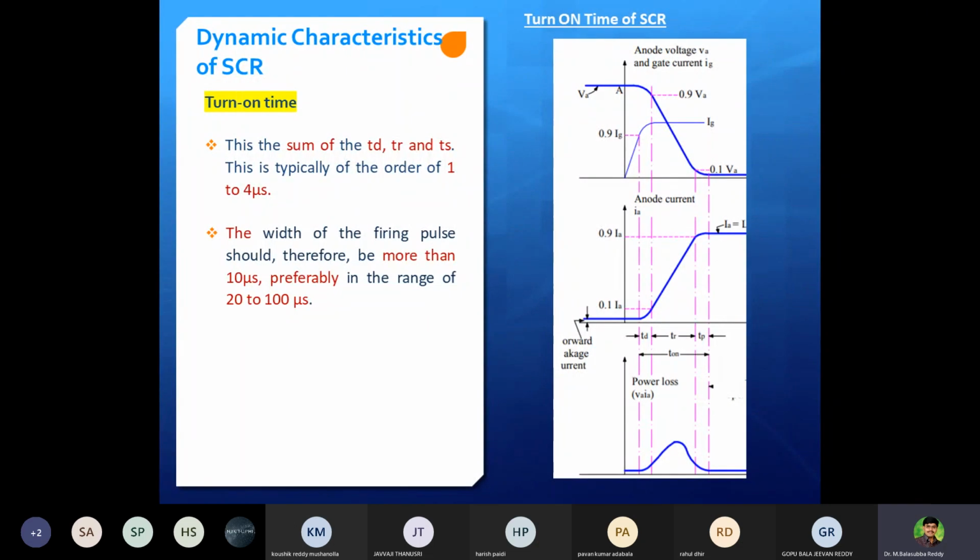That's what we observed in the previous class, in one problem: what time is required for the device to reach the latching current, and if that time is given, whether it will fire or not.